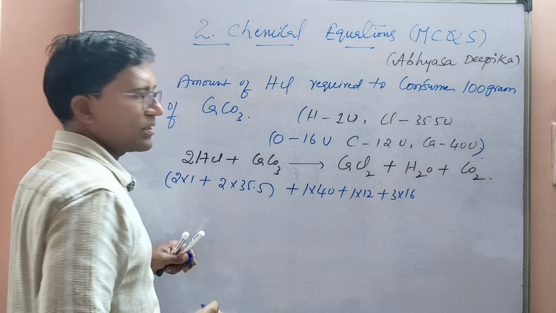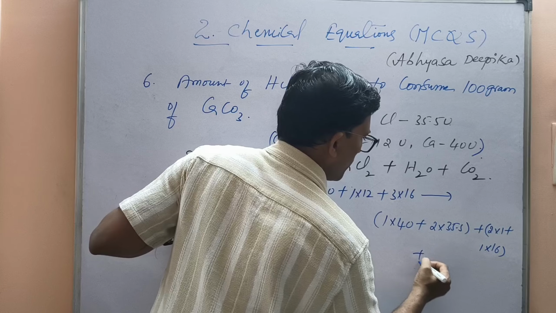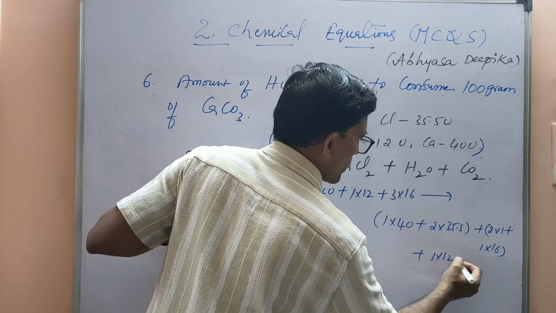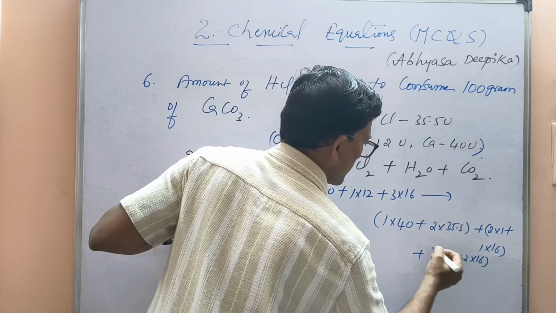So next after this, calcium chloride. Again you have to write the masses for this. Calcium chloride, calcium is 40, so 1 into 40 for the products, 2 into 35.5, plus 2 into 1 for hydrogen and 1 into 16 for oxygen, and plus carbon dioxide, 1 into 12 plus 2 into 16.